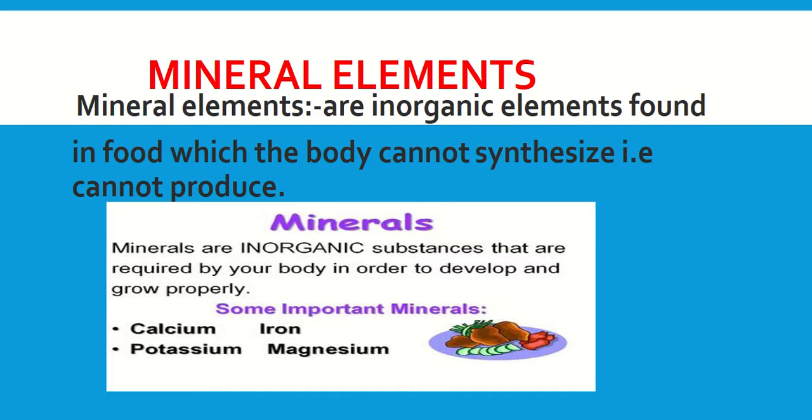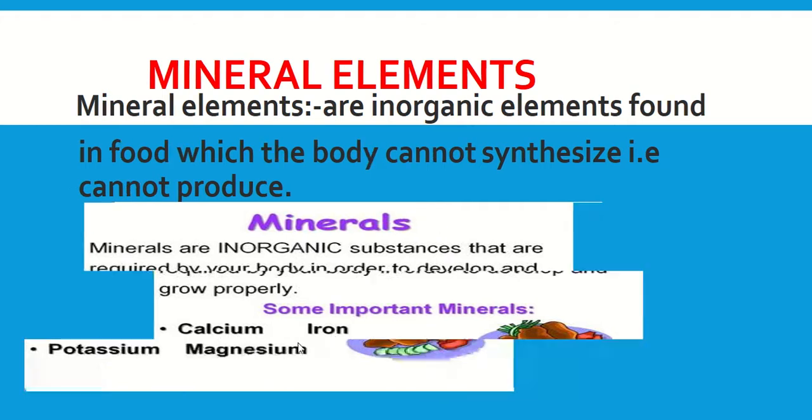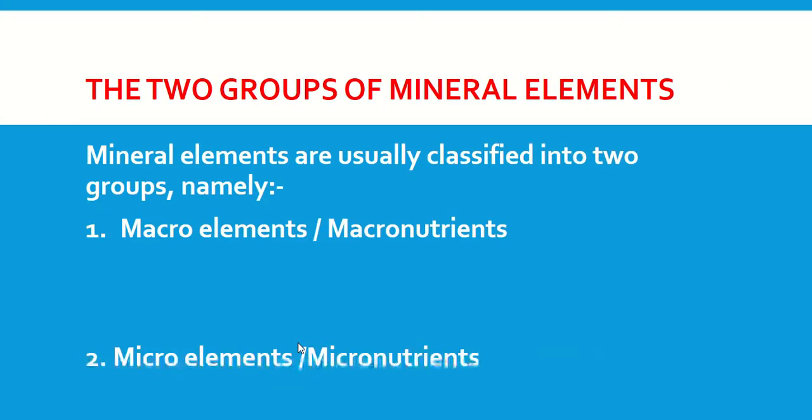These are some of the important mineral elements. Calcium and potassium are macro elements, while iron and magnesium are micro elements. The two groups of mineral elements are macro elements, also known as macronutrients, and micro elements, also known as micronutrients.